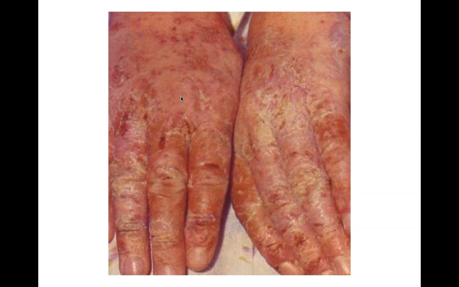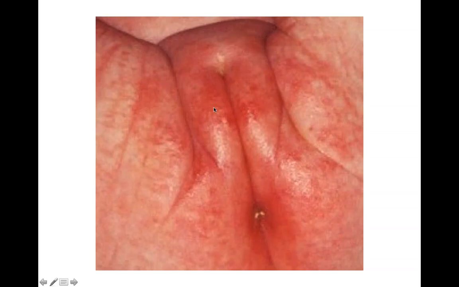Diaper dermatitis is also a type of irritant contact dermatitis due to constant contact with the secretions. Baby keeps on urinating and defecating, so the surrounding area will have dermatitis. Treatment is to avoid tight fitting diapers. We can use zinc oxide for diaper dermatitis, and topical steroids can be used. So this is diaper dermatitis, as you can see.